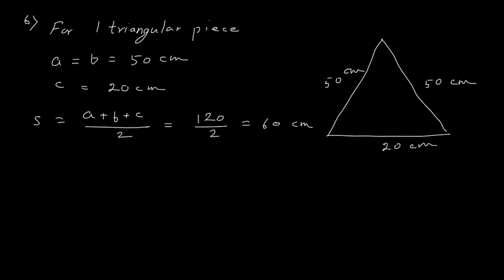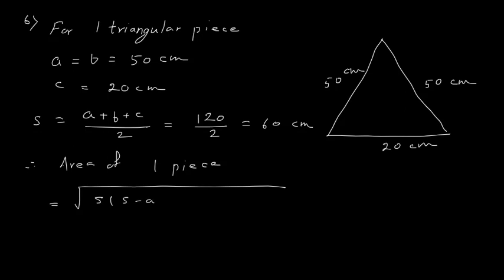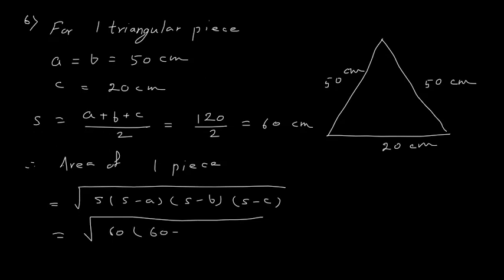centimeter. Therefore, the area of one piece is equal to the root of S into S minus a, S minus b, S minus c, that is equal to, the value of S is 60, 60 minus 50, 60 minus 50 and 60 minus 20.